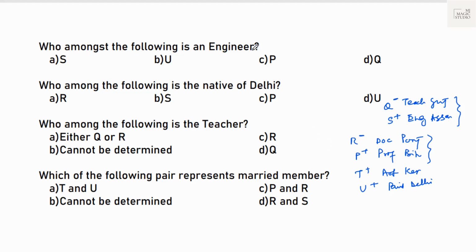Who amongst the following is an engineer? Engineer is S. Who among the following is native of Delhi? Native of Delhi is U. That is in option D. Who among the following is the teacher? Teacher is Q. And which of the following pair represents married members? Either it is RP or QS. RP, but we don't have QS. It is option C. So once we have this, you can mark all the answers in no time.